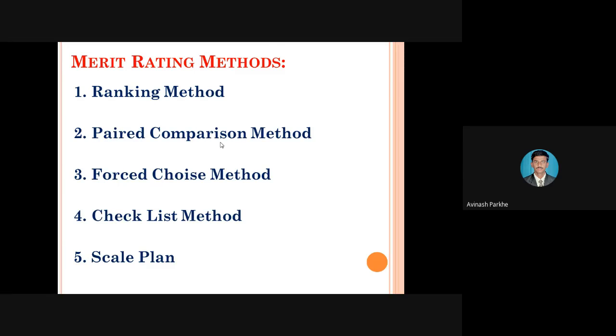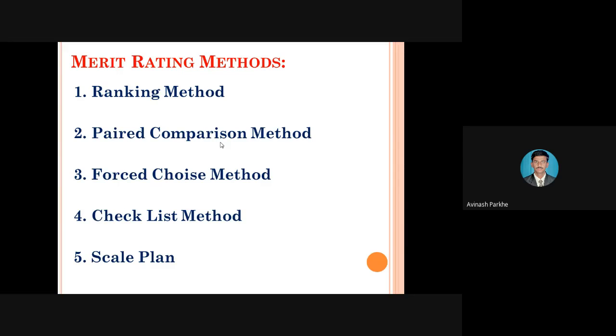The scale plan can take place in the form of a numerical scale, where we can measure in the form of numbers, or in the form of description. Whenever we represent the performance of the operator, it can be represented as a number. For example, out of 100 he got 90, out of 10 he got 8 marks. Or sometimes we can represent it in a descriptive manner. This is good, he is working in an effective manner, his knowledge is very high. So in description also we can check the performance.